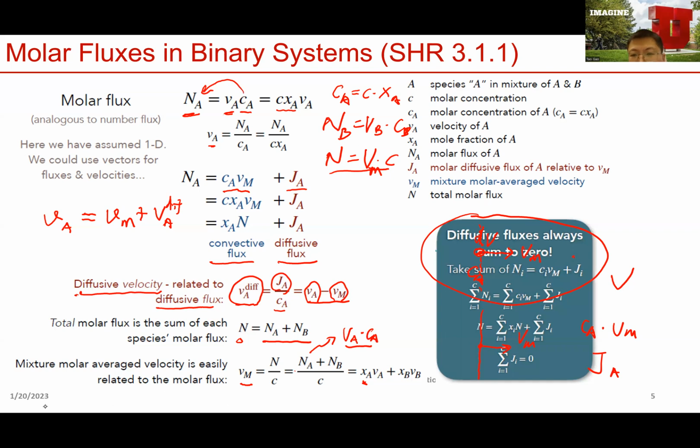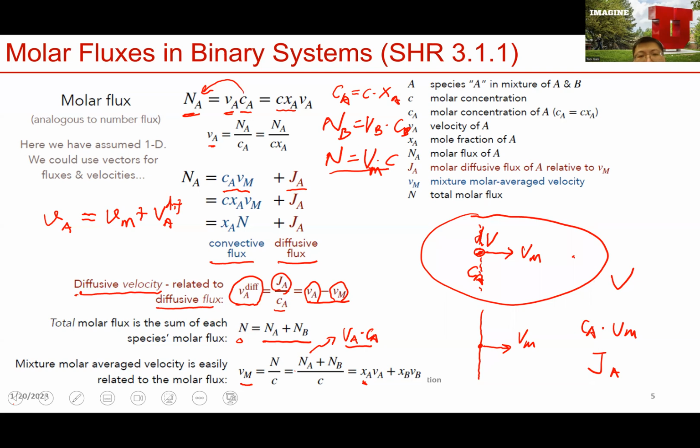Okay, let's see. I'm going to keep the notes here, but I'm going to write down that the diffusive fluxes always sum to 0 somewhere. So now I'm going to derive that the diffusive flux sums to 0, and I'm going to prove that here. Let's just take a binary system as an example, so it's much simpler.